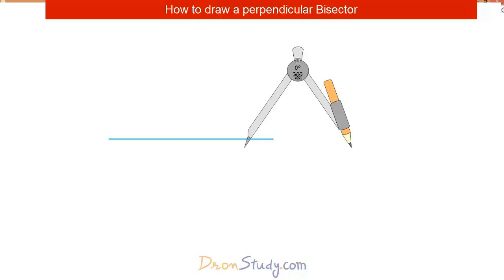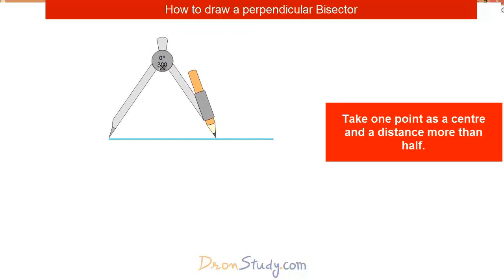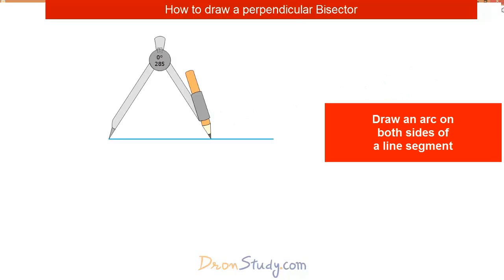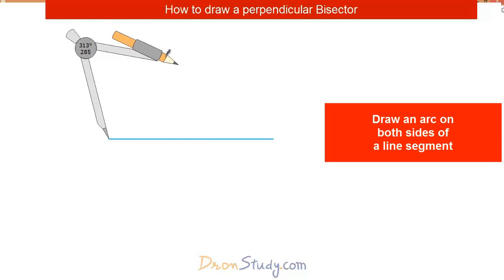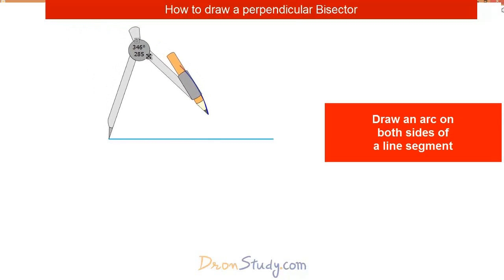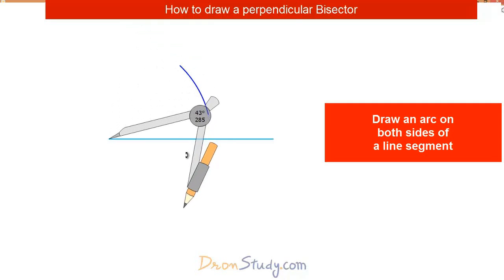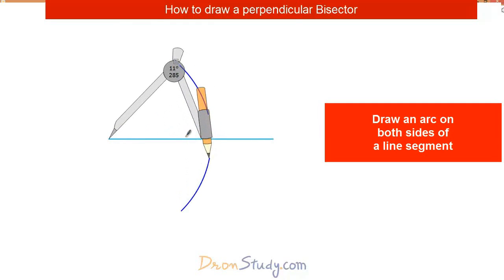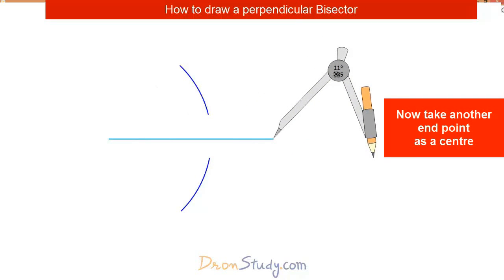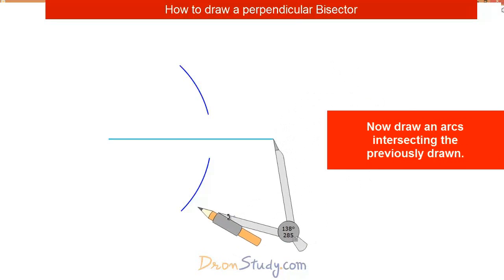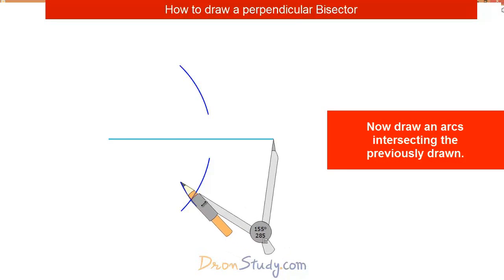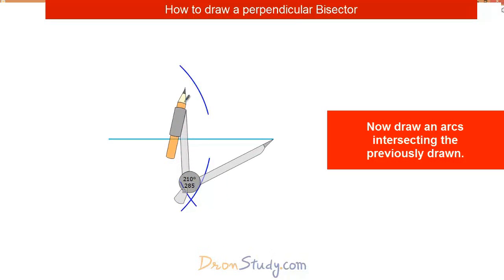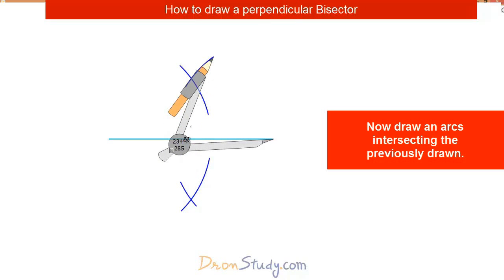So take a compass and take one endpoint as a center and the distance more than half, and draw an arc to the one side of a line segment and also to the other side of the line segment. Then take other endpoint as the center and draw an arc cutting the previous arc, and similarly to the other side also draw an arc intersecting the previous arc.